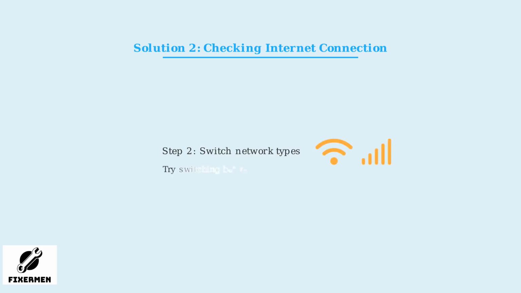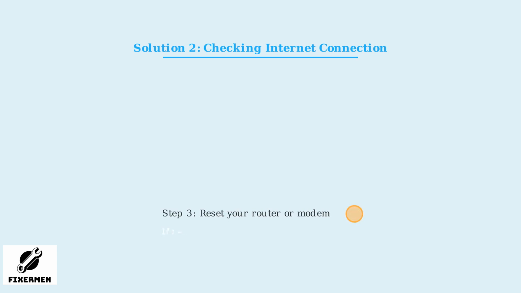Step 2. Try switching between Wi-Fi and cellular data to see if one connection type works better than the other. Step 3. If the connection issues persist, consider resetting your router or modem to refresh the internet connection.